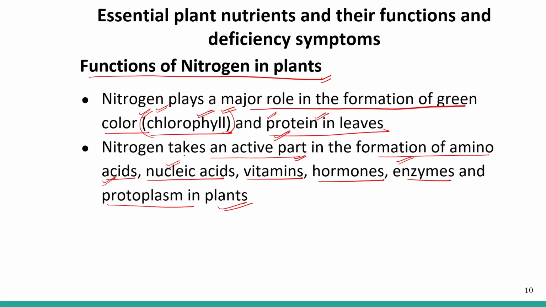Nucleic acid, there are nitrogenous bases that also require nitrogen for that. Vitamins, for the synthesis of vitamins, there is a requirement of nitrogen. For hormones, plant hormone, there is a requirement of nitrogen. For enzyme synthesis, again, there is a requirement of nitrogen, right? And also protoplasm in the plant. So nitrogen is very, very important for the structural as well as some metabolism component of the plants.